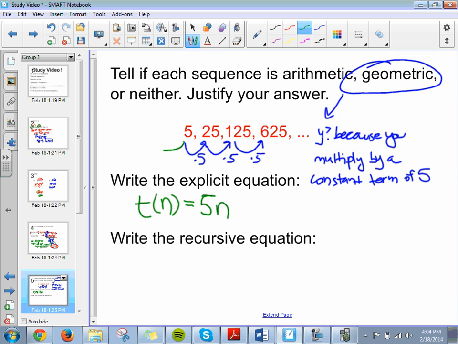And then we want to find our 0 term. We know that before we would have to multiply by 5. So in order to go backwards, we'll just take and divide by 5, which will leave us with 1.